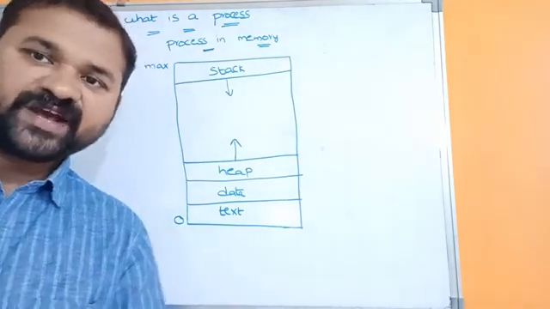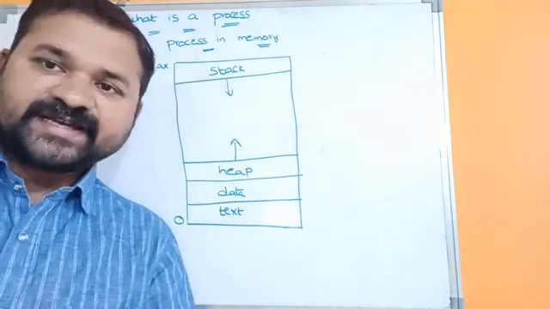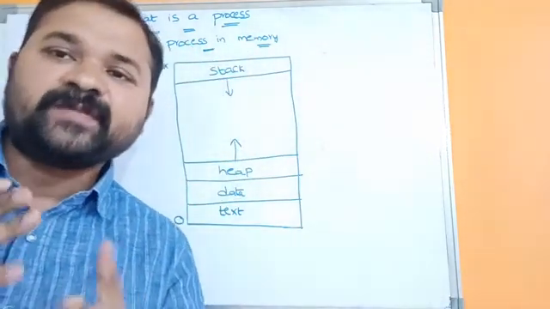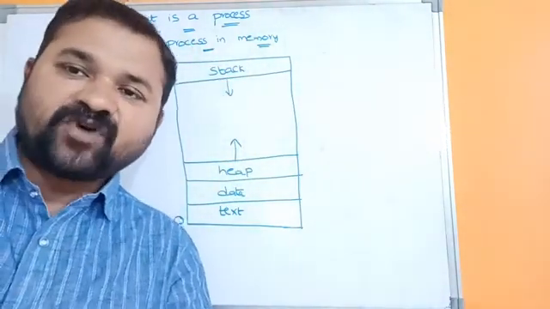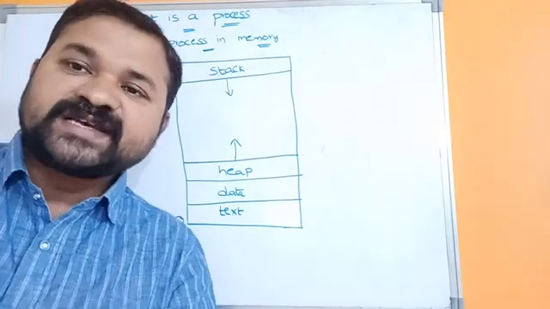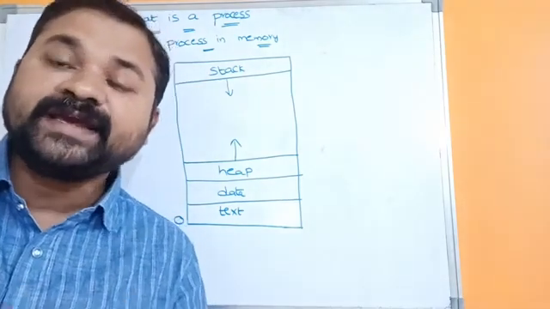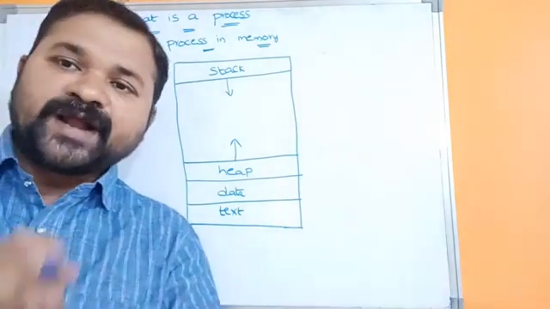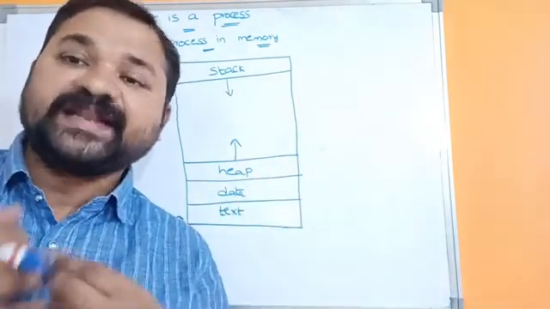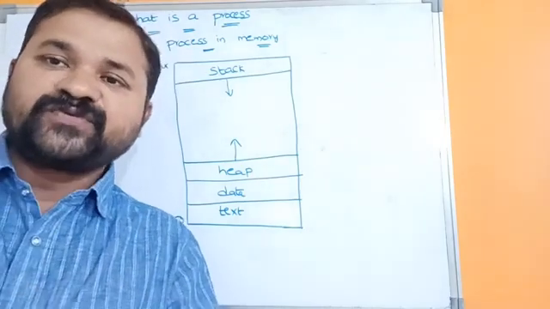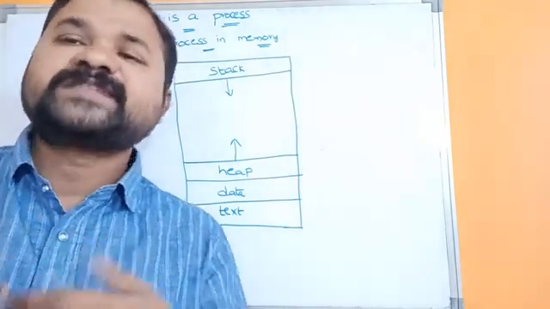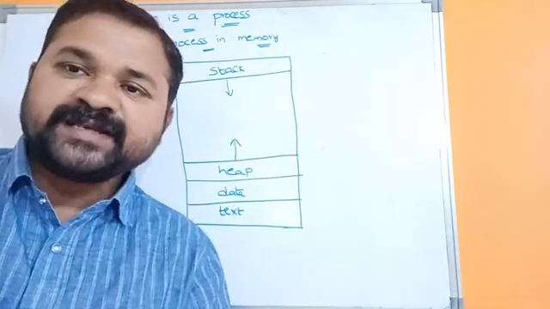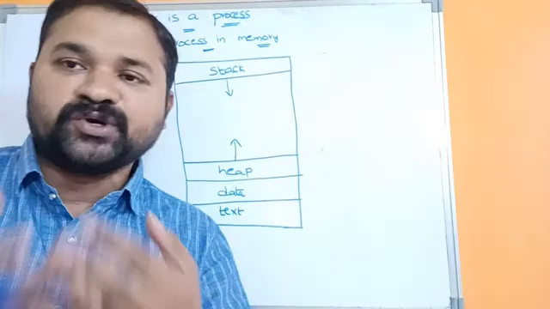In this video, we are going to discuss what is a process and how a process is represented in main memory. First, let's see what is a process. Process means a program in execution. We know what is a program. Program means a collection of instructions which are useful in order to perform a specific task, whereas process means a program in execution.